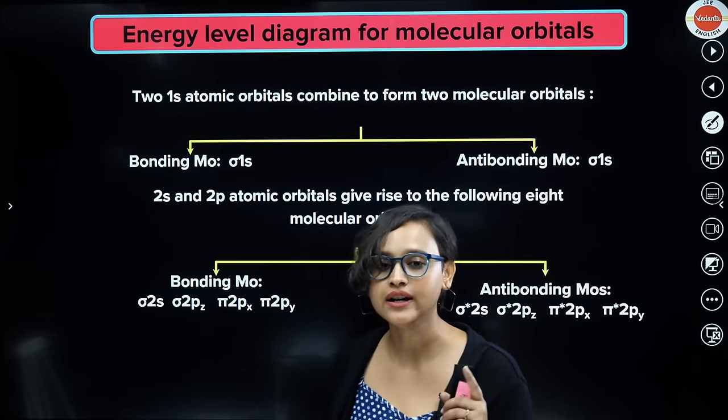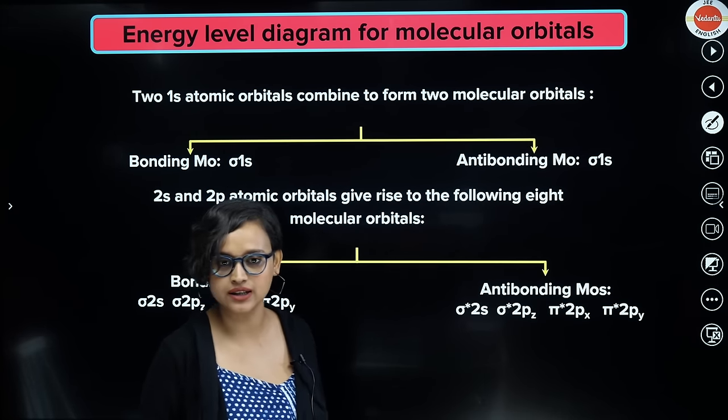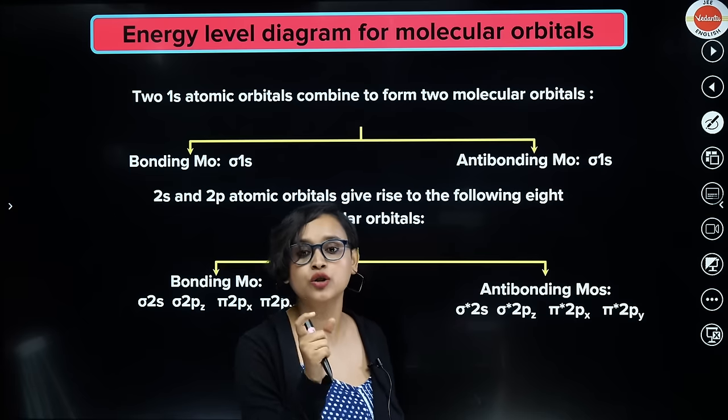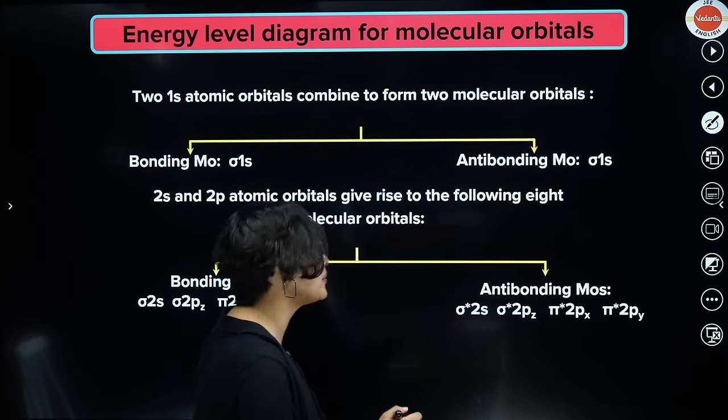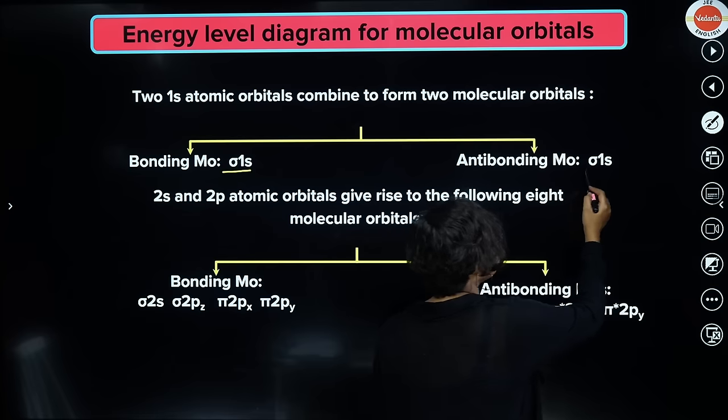Now moving on, if two 1s atomic orbitals combine to form two molecular orbitals, then what will happen? There will be the bonding molecular orbital sigma 1s and there will be the antibonding sigma star 1s.